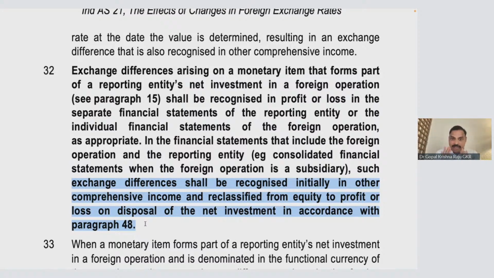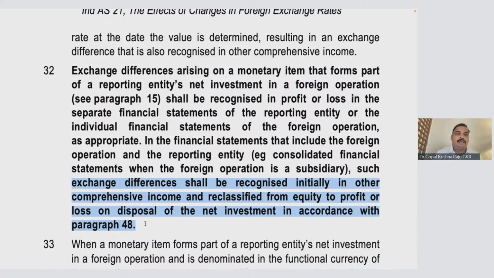Now, you need to understand this in very simple terms. So what is foreign investment? I am in India. I have an 80% holding in one subsidiary company or 100% holding in a Singapore company. So I've invested 70 lakh INR, which is converted to Singapore dollars in the Singapore company. So that is my foreign investment, my investment in foreign operations. Now that investment will go up and down. Now what to do with that?